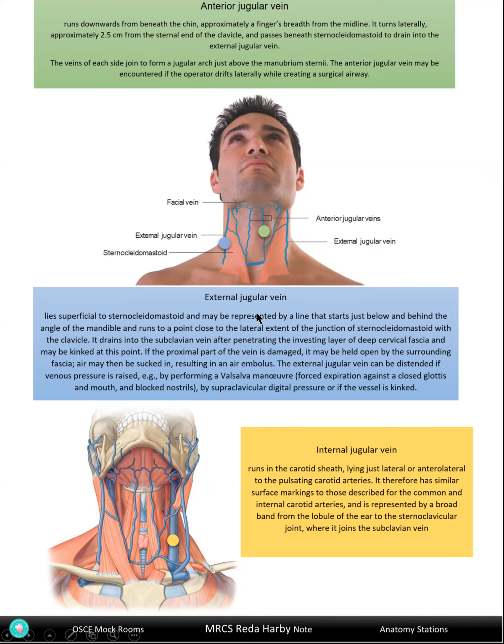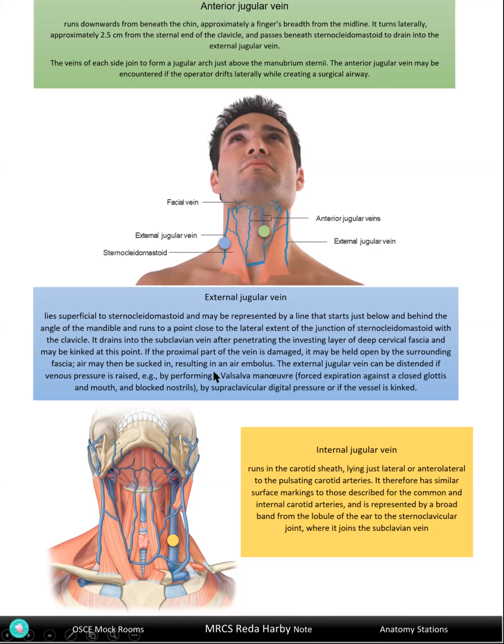Simply, the external jugular vein. It is very important to know the surface anatomy of both the external and internal jugular veins. The external lies superficial to sternocleidomastoid, not like the internal, which is deep to sternocleidomastoid. It is represented by a line that starts just below and behind the angle of the mandible and runs to a point close to the lateral extent of the junction of sternocleidomastoid with the clavicle. This is the external jugular vein surface anatomy.